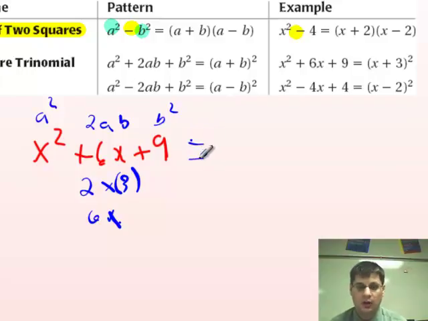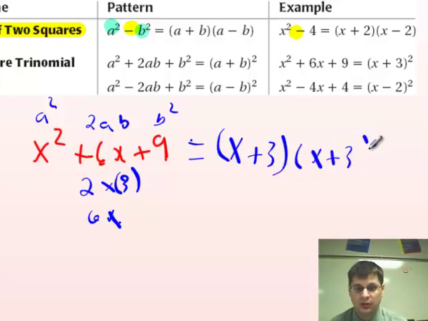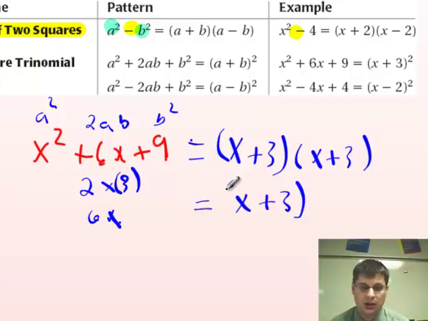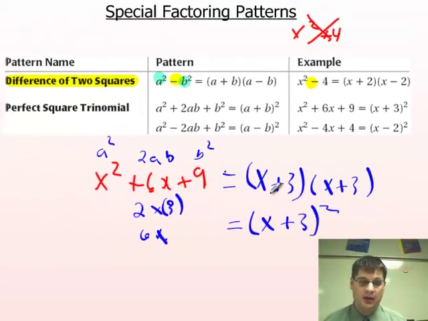So then I can automatically say that's going to be x plus 3 times x plus 3. And I know it's a plus because both of these are plus signs. But I can shorten that and just say x plus 3 squared. Okay, that's how that works. Now, this one might take a little more practice to get used to. And if worse comes to worse, you can still guess and check and factor this one and get the same results. But the difference of two squares, that one you have to memorize that pattern.